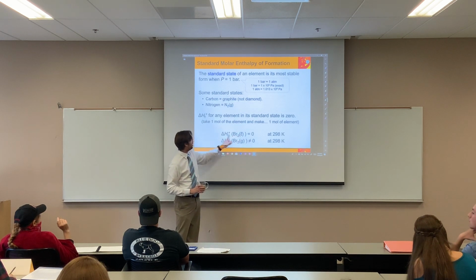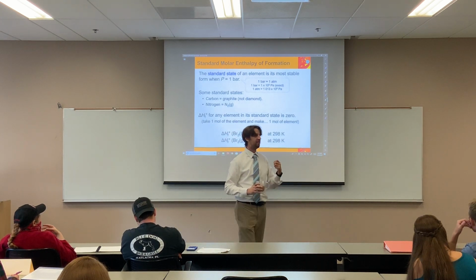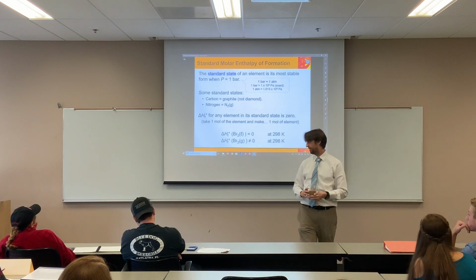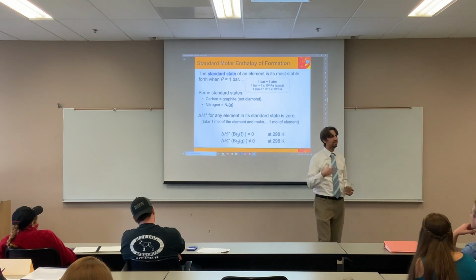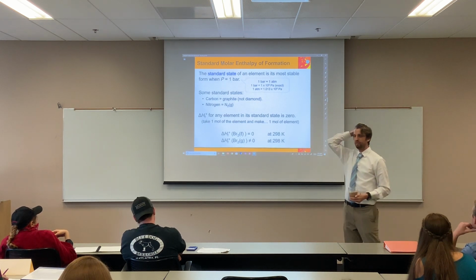So specifically here, the delta H of formation for bromine as a liquid is equal to 0, because that's the standard state of bromine, okay? In its elemental form, it's a liquid. It's different if we're talking about bromine as a gas or bromine as a solid, then it's not going to be equal to 0.